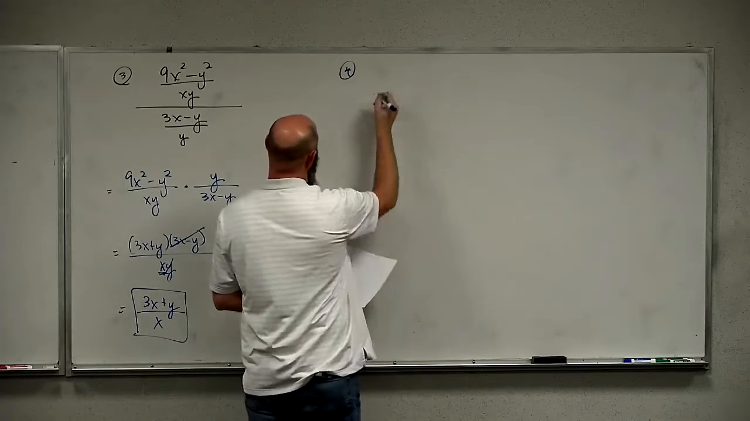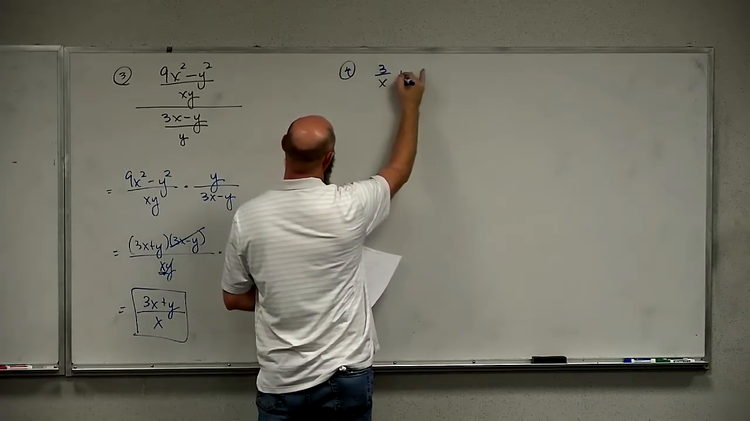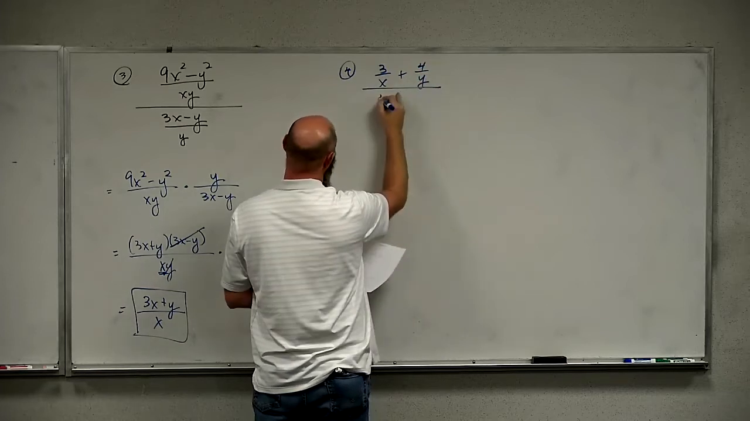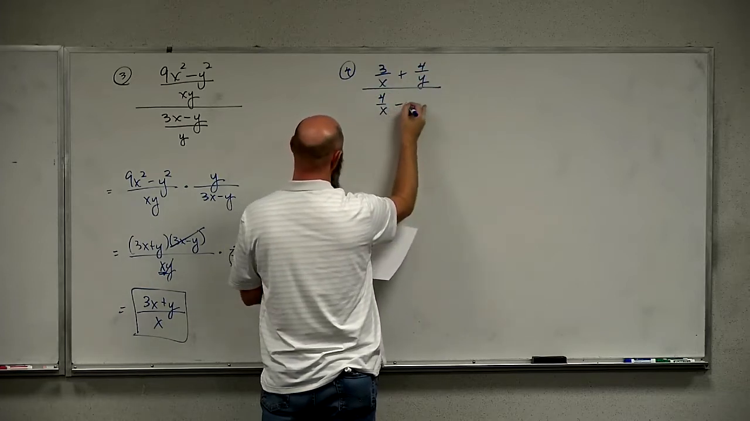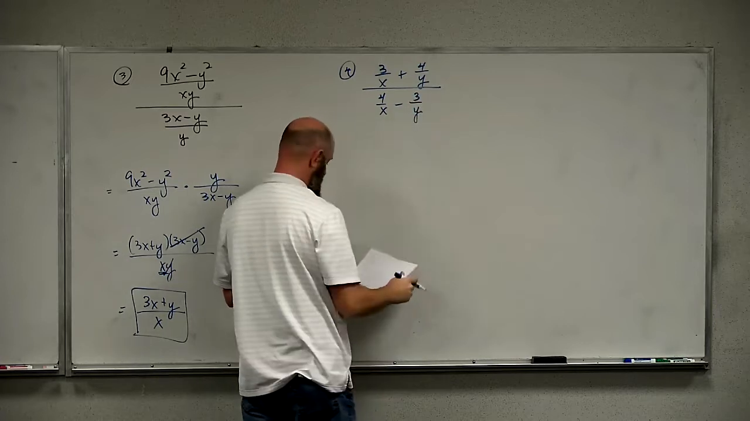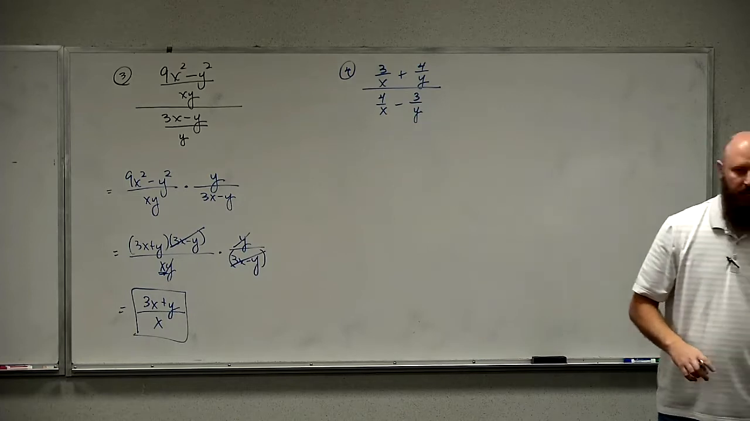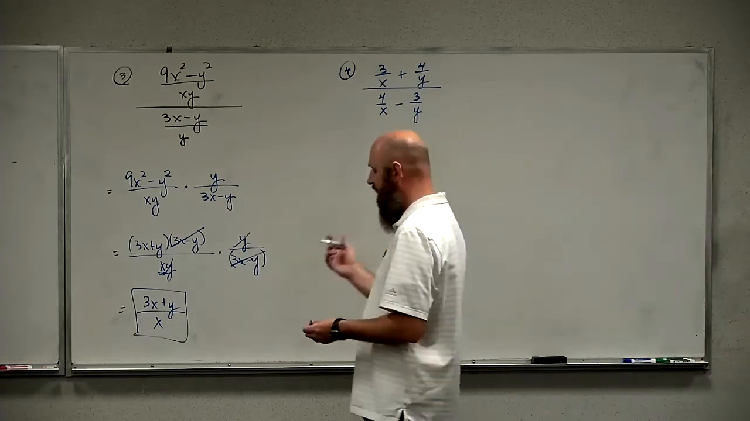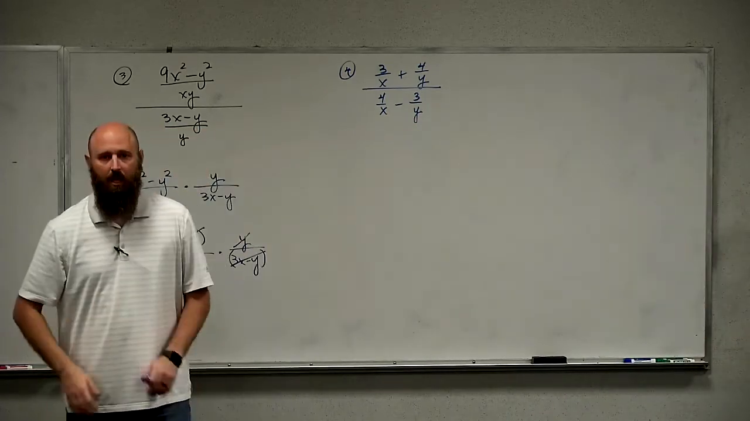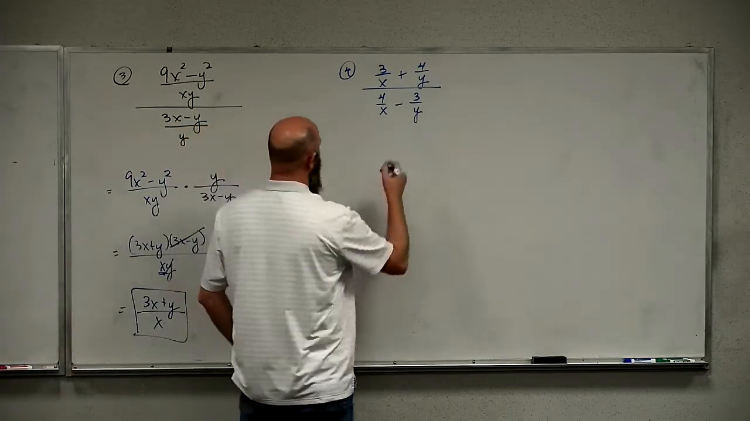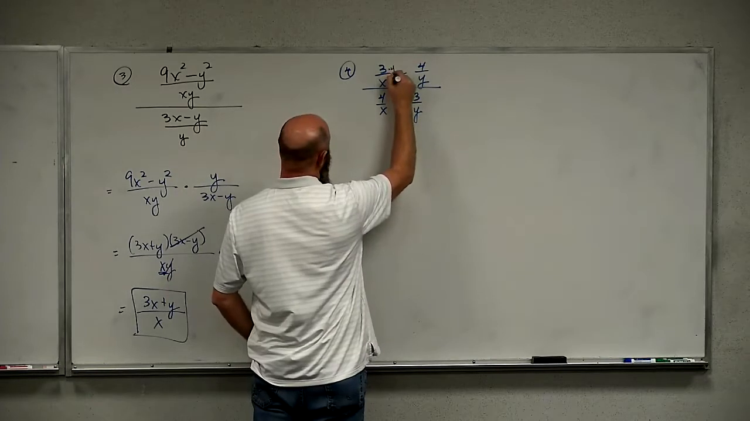Right. So 3 over x plus 4 over y, all divided by 4 over x minus 3 over y. All right, so again, here we can see that we have to get a common denominator first to be able to work through this. Okay.